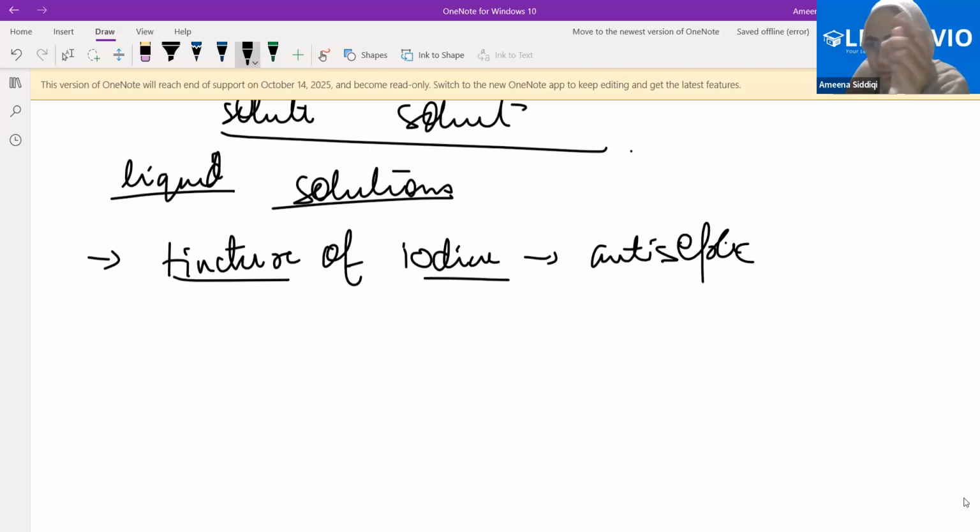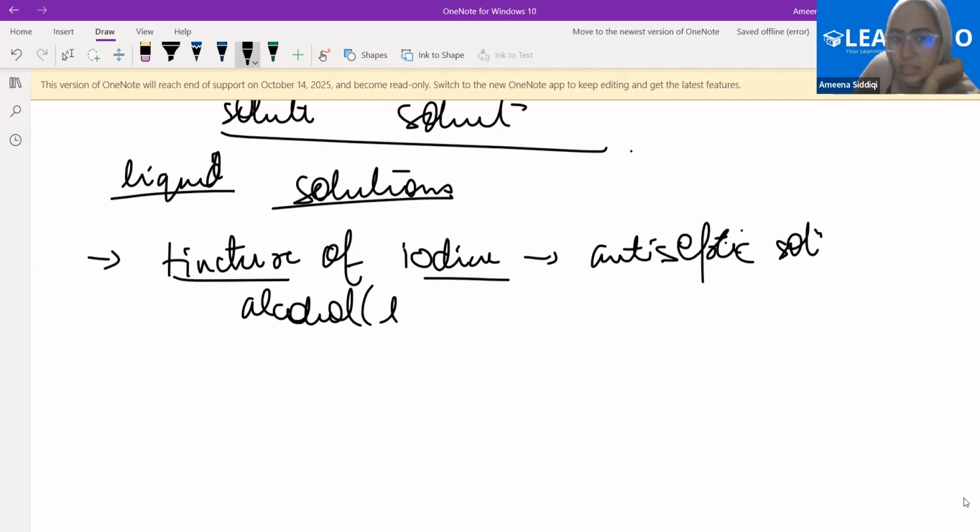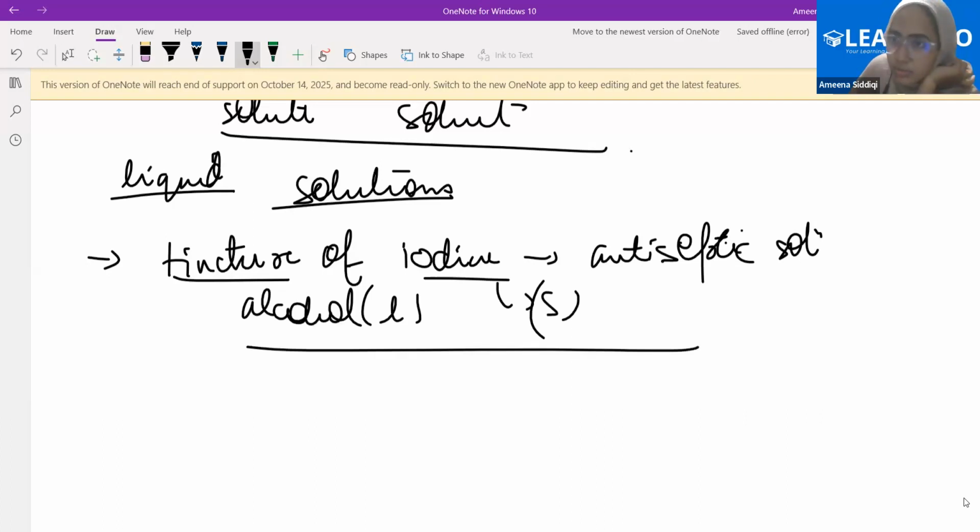Have you heard of the spirit? Yes, ma'am. So, antiseptic solution. Clear? Now, alcohol is present in the liquid state and iodine is present in the solid state. So therefore, it is a solution. Both of them mix properly. We can clearly see no distinction in the different particles. It is nothing but a homogeneous mixture. It is even throughout. Particles not visible.